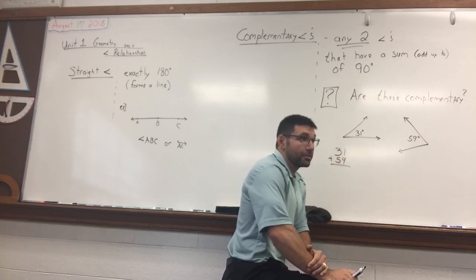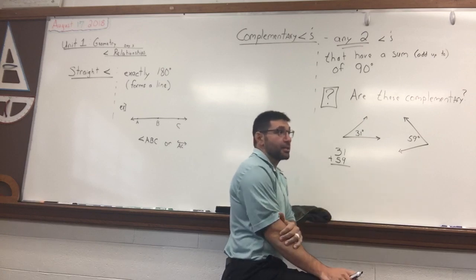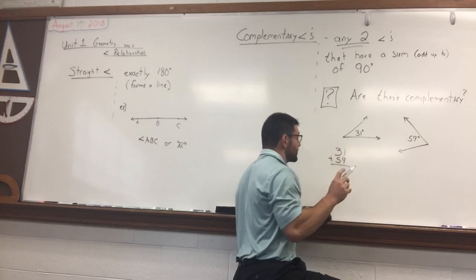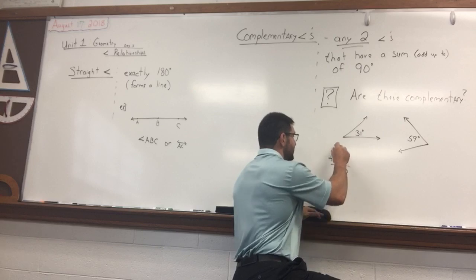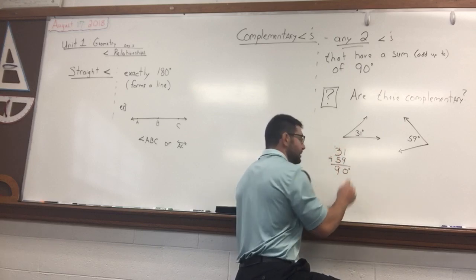And guess what you have in front of you now? You should have a calculator. Or if you don't have a calculator in front of you, there should be calculators around you that you guys can share. So, you can put in 31 plus 59. I'm going to do it the old-fashioned way. 1 plus 9 is 10. 0. Carry the 1. 4, 5, 90.